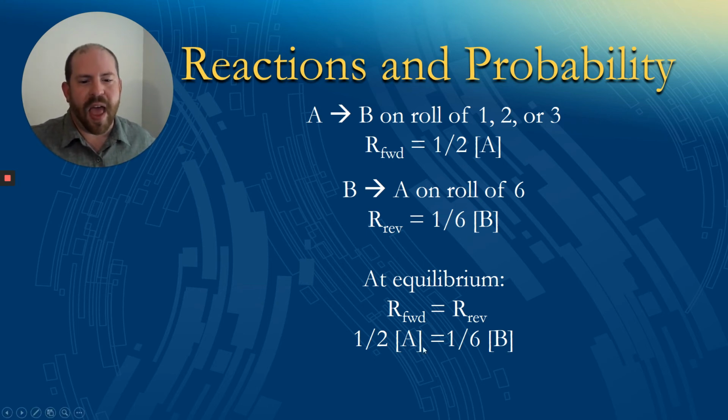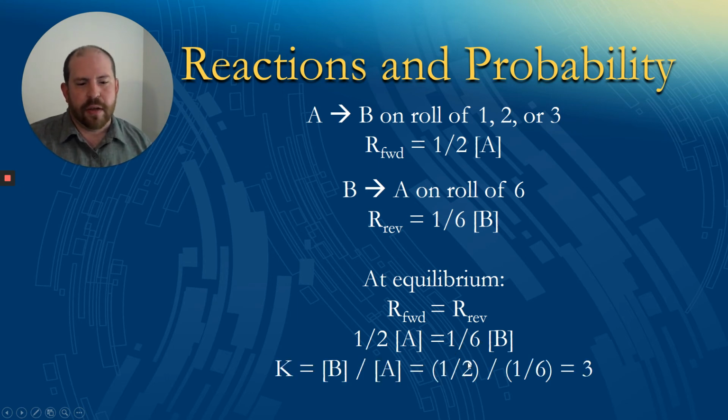So now we have 1/2 the concentration of A's equals 1/6 the concentration of B's at equilibrium. Again, we can solve for our equilibrium constant, B over A. So in this case, I'll divide by A. That'll cancel this A out. I'll divide both sides by 1/6. So B over A is going to be 1/2 over 1/6, or 3. And that's exactly what we saw in the graph.